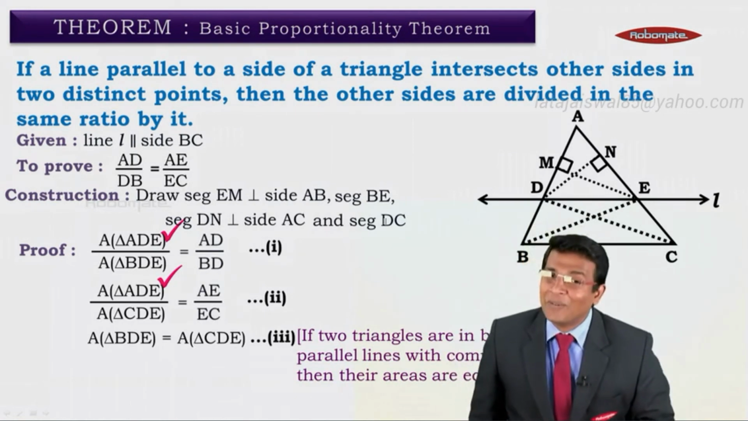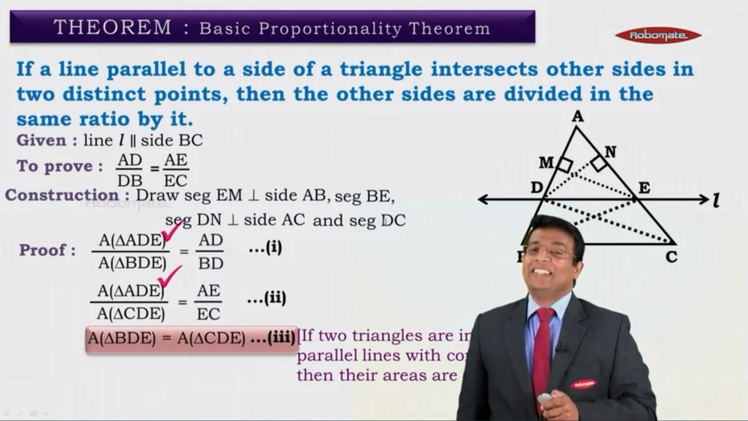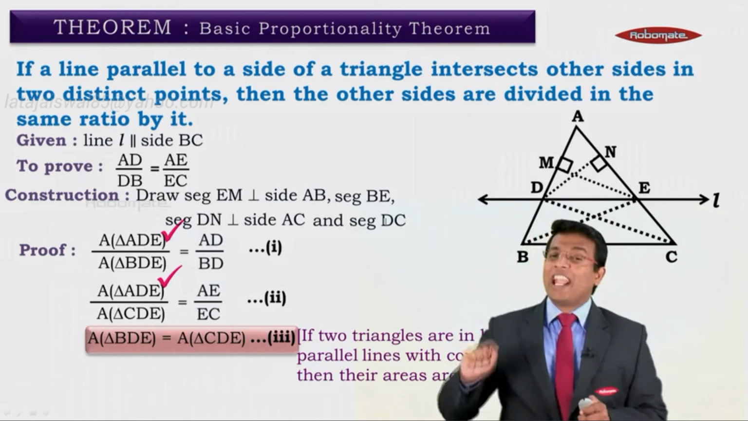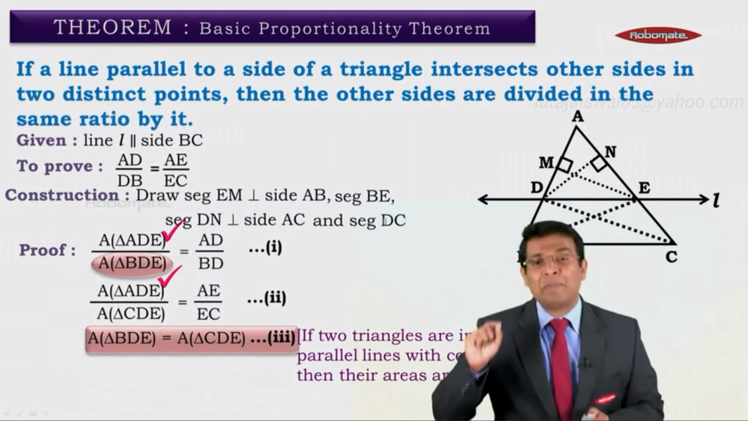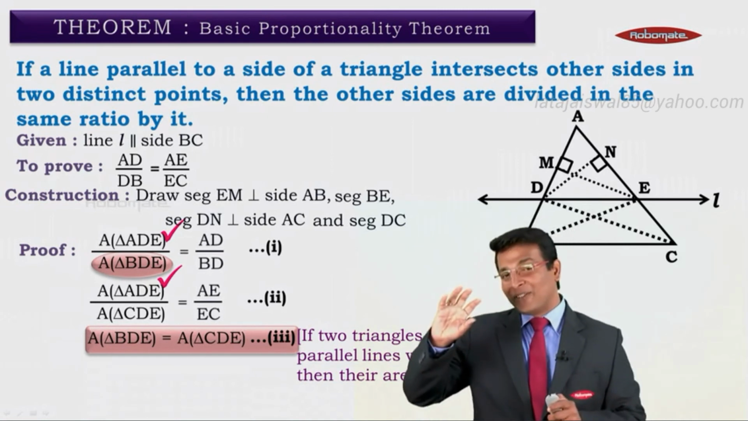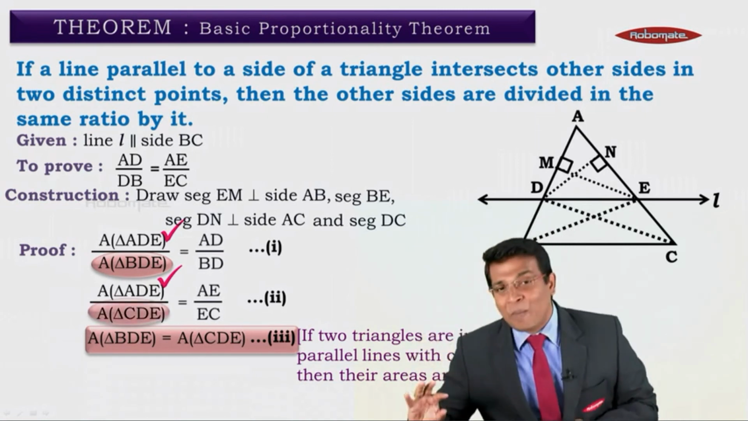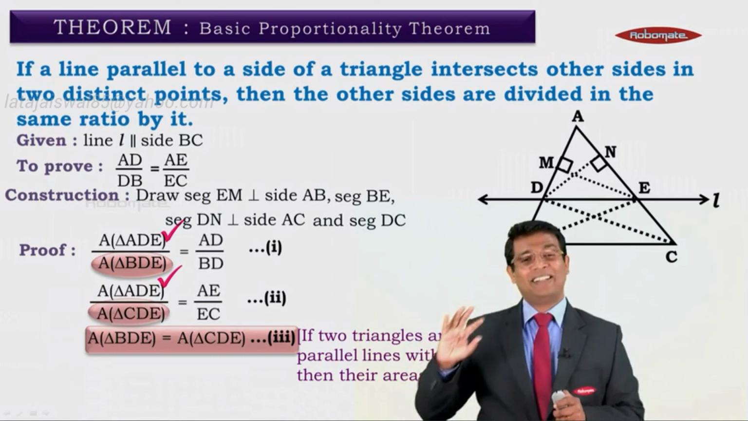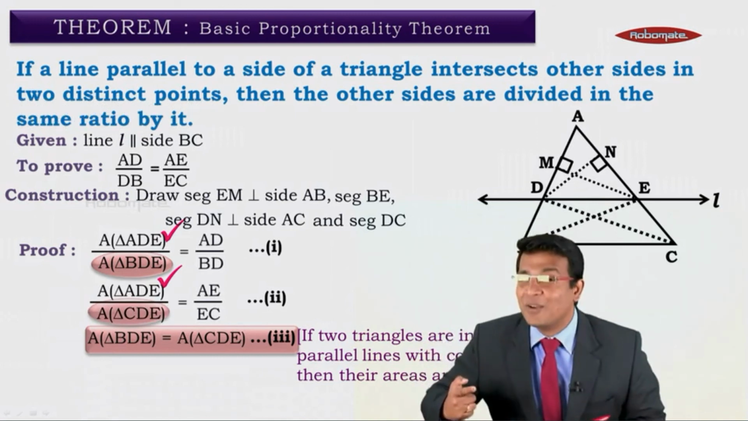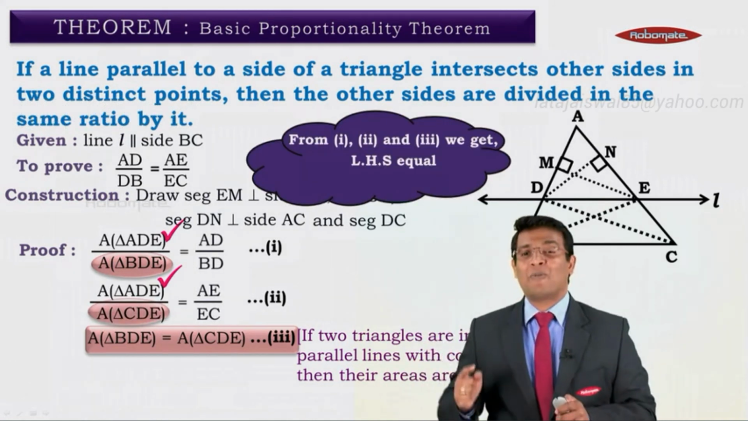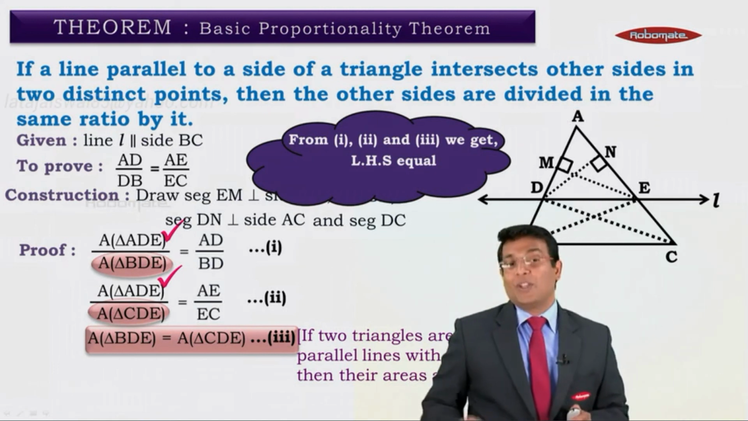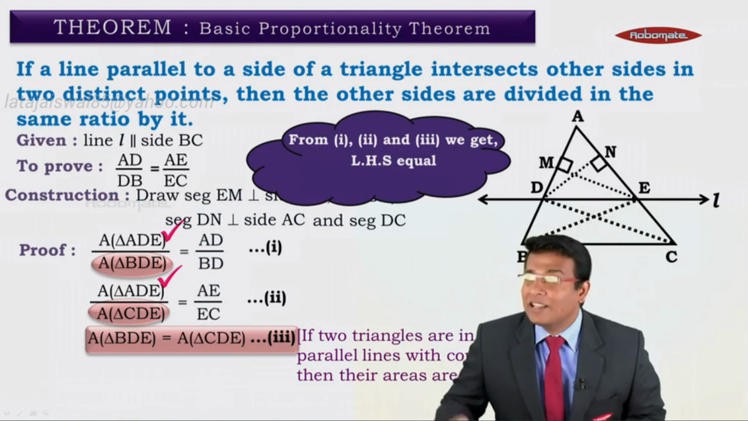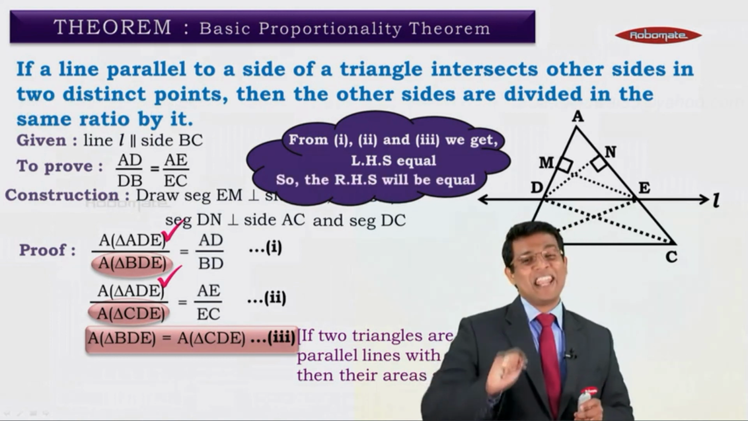You know what has happened now? Observe very carefully. From statement number 3, we have got area of triangle BDE equal to area of triangle CDE. That means the denominator of the left hand side of the first statement and the denominator of the left hand side of the second statement are equal. So from 1, 2 and 3, we come to know that the left hand sides are equal. If the left hand sides are equal, what happens? The right hand sides will also be equal.